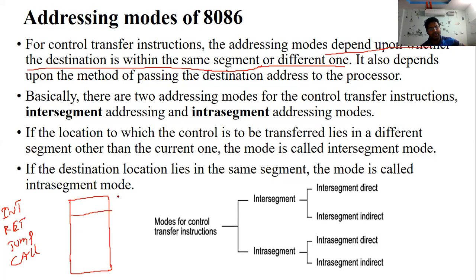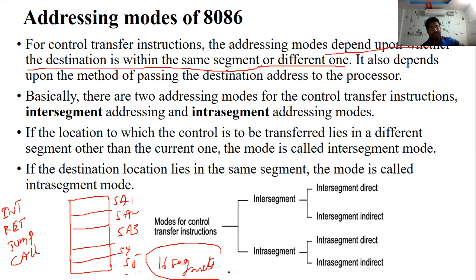You have segment one, then segment two. The microprocessor memory is divided into segments: segment three, segment four, segment five, and so on, up to 16 logical segments.